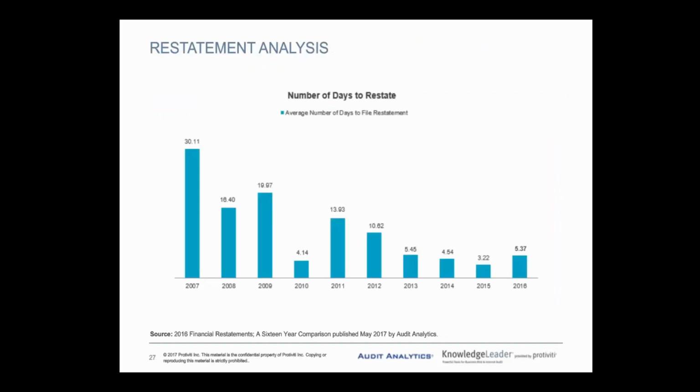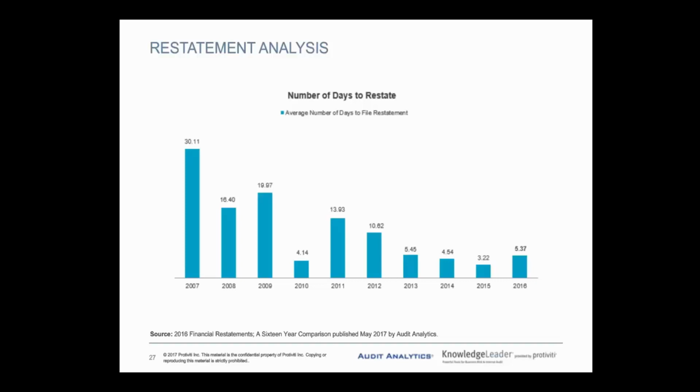This is not to be confused with the number of days restated, but this slide represents the number of days to restate. So what this really is, for companies on the 3 major stock exchanges, we looked at how long it took the company to file their restatement after the initial disclosure of said restatement. In other words, how long did it take them to make the correction?